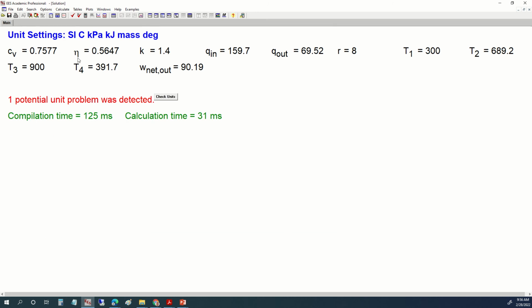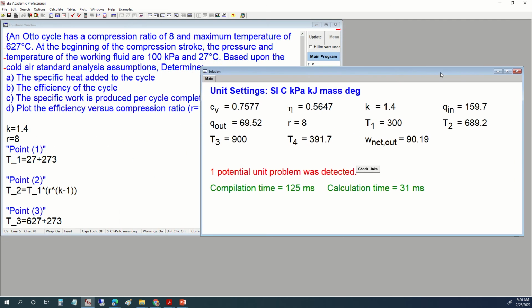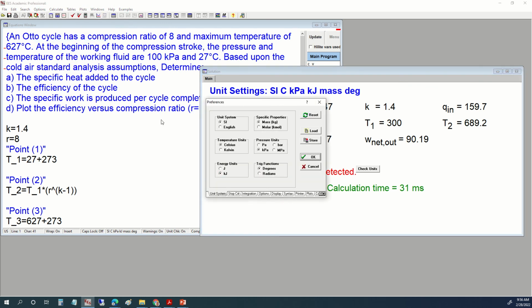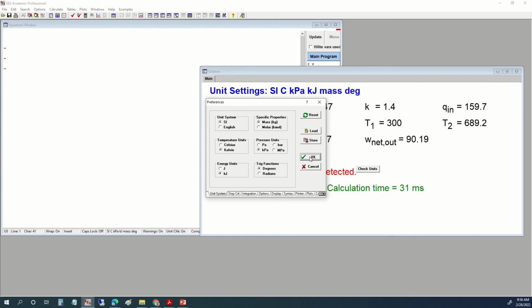So you can see it solve. It says there is only one potential unit problem. We didn't check units. Efficiency here is 56%. Let's check the units first. So to check units, we go to options, unit system. Make sure here the temperature is in Kelvin, unit system is SI, mass in kilogram, pressure in kilopascal, and energy in kilojoule. So this looks okay.